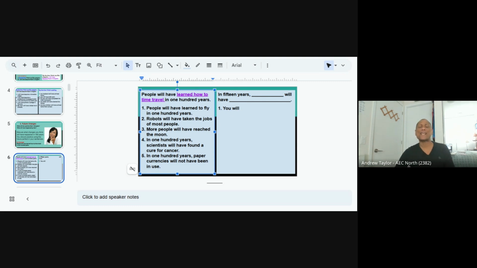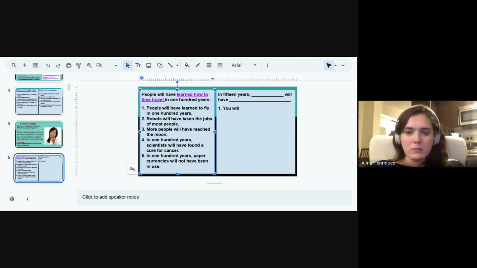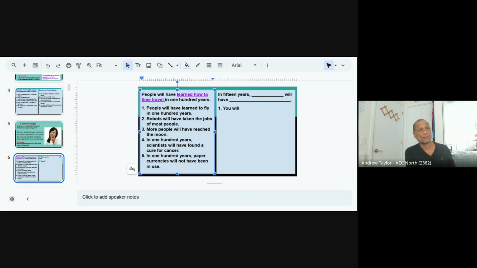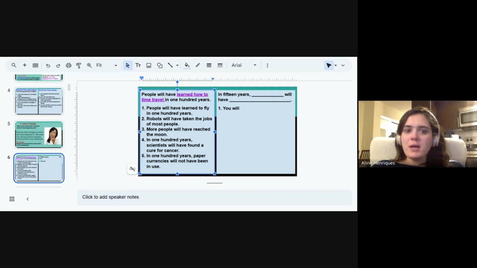Aline, can you please read everything, from number 1 to number 5? People will have learned to fly in 100 years. Robots will have taken the jobs of most people. More people will have reached the moon. In 100 years, scientists will have found a cure for cancer. In 100 years, paper currencies will not have been in use.